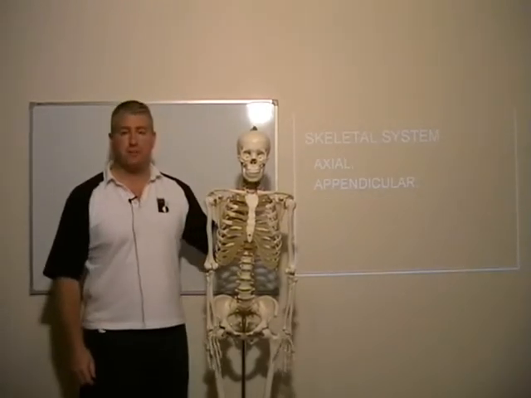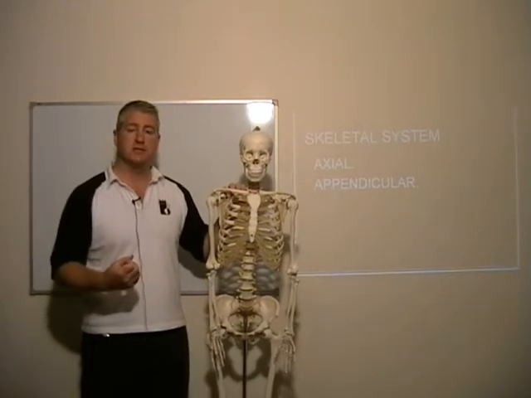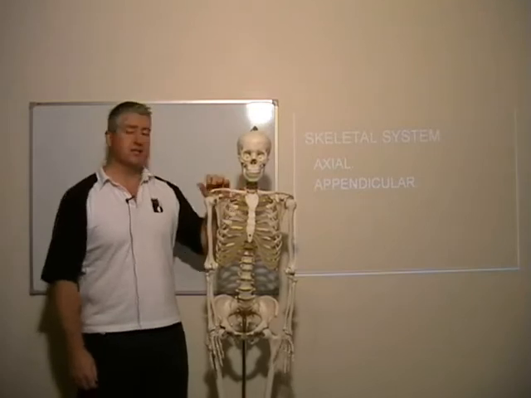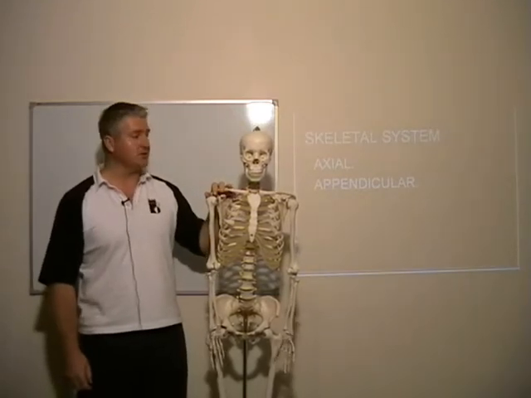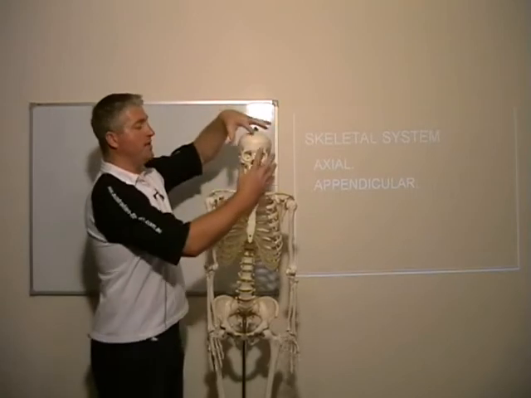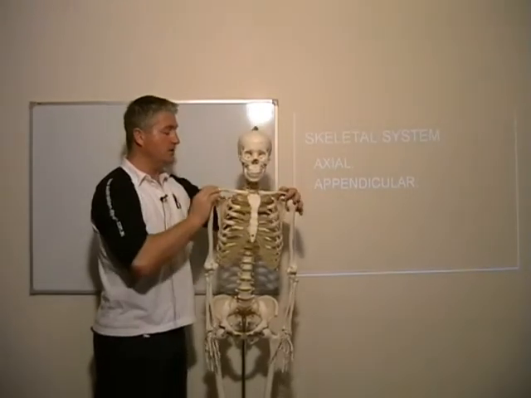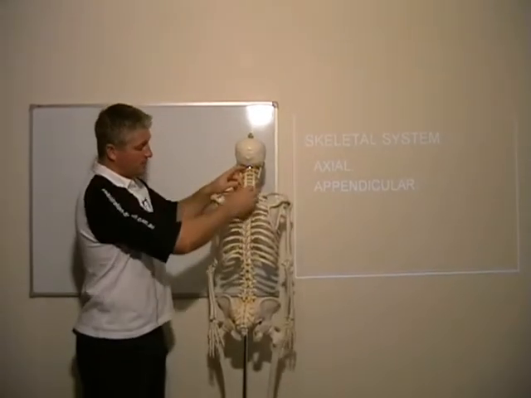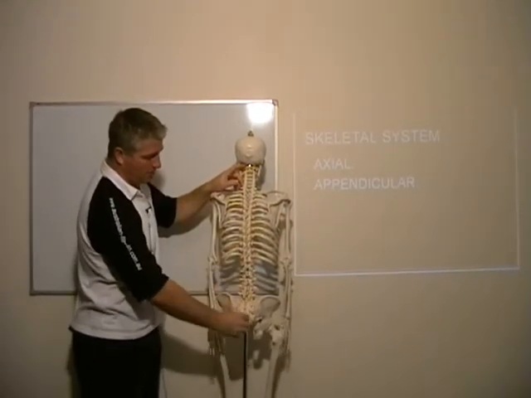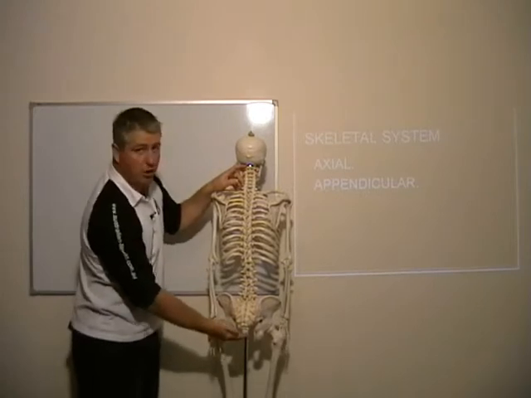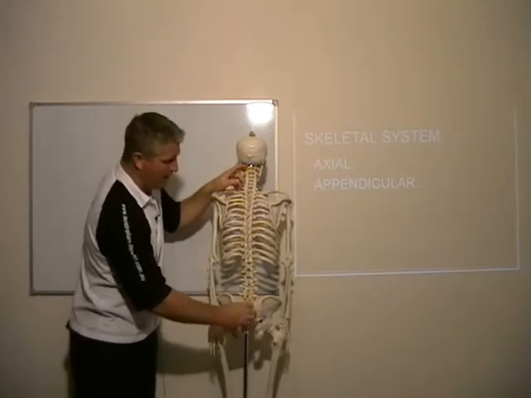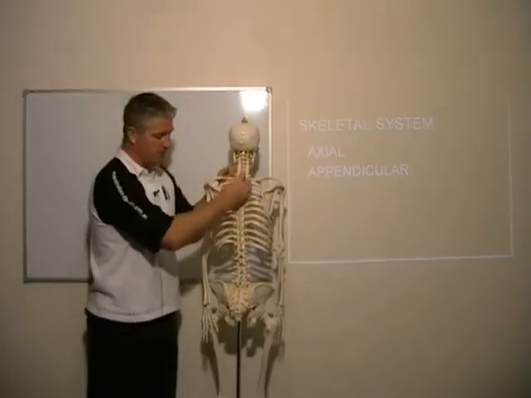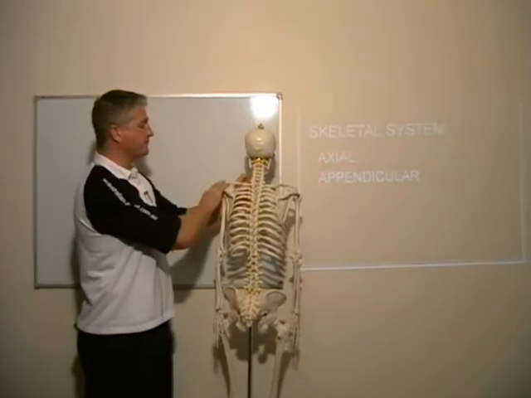Okay, the skeletal system has two main divisions, the axial skeleton and the appendicular skeleton. Now, the axial skeleton basically has four main structures. Structure number one is the skull. Structure number two is the vertebral column, or our spinal column. It starts way down here at the coccyx or tailbone in the pelvic region and extends all the way up to the base of the skull. We'll look at the vertebral column in a little more detail later on.